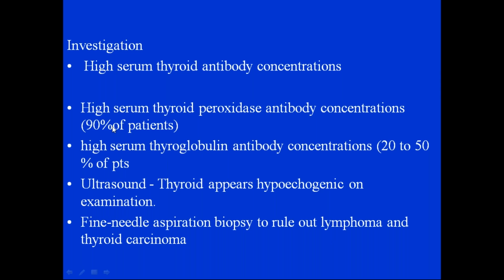So what are the investigations done? You will do thyroid antibody concentration, which, as this is an autoimmune condition, will be high. Thyroid peroxidase antibody concentration will be high. Thyroglobulin will be high. Since T3 and T4 are very low in Hashimoto's, the TSH is produced more and more. That will increase the levels of T3 and T4, and the patient will become euthyroid.